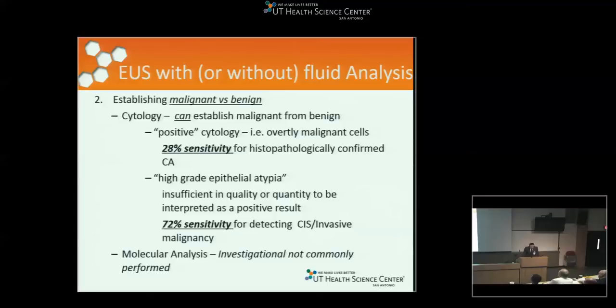But one of the other studies in the literature included high-grade epithelial atypia as their cutoff for diagnosing cancerous lesions. And the sensitivity for detecting in situ or invasive malignancy in surgical specimens was actually increased to 72%. Molecular analysis is investigational at this point, not commonly performed, but the KRAS gene has been shown in some studies to be associated with mucinous neoplasms.